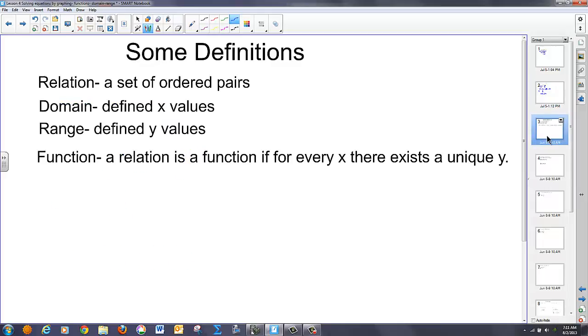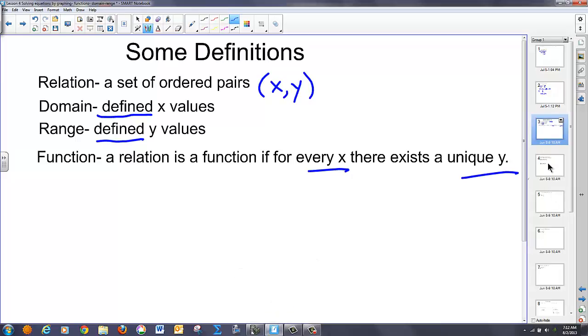So we've got some definitions for you. First of all is a relation. Relation is basically a set of ordered pairs. Ordered pairs are basically X and Y coordinates. The domain is all the defined values of X's. And when we talk about defined, any X value that makes the equation make sense. Defined Y values are given as the range. And if we want to talk about a relation being a function, it is a relation such that for every X there's a unique Y.